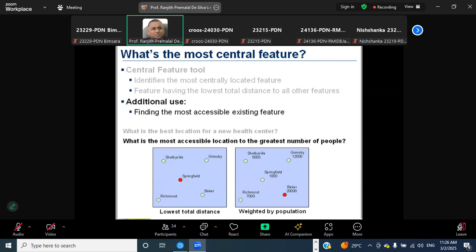So look at this example. What is the most central feature? If you look at the central feature as Springfield, it has the lowest total distance, but if you go by the weighted population, Baker is the central feature. Right? So if you put a weight of the population, it becomes a different point now.